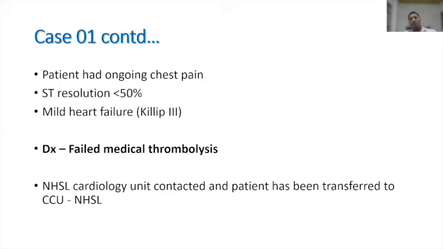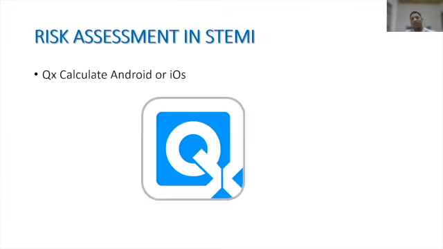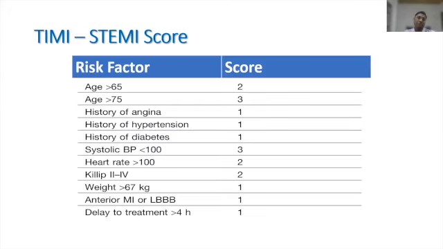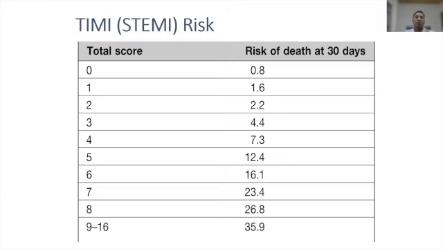So for example, if you go back to case one, the patient had ongoing chest pain, ST resolution less than 50%, and he had mild heart failure. So that clearly indicates failed medical thrombolysis. So the next step, you have to contact the NHS, for example, in this case, and they transferred the patient there. These are various calculators to assess your risk in STEMI. Depending on your age, risk factors, hemodynamics, weight, the ECG conditions, and the time delay to treatment, you make the score, and depending on that, you can calculate the risk of death at 30 days.